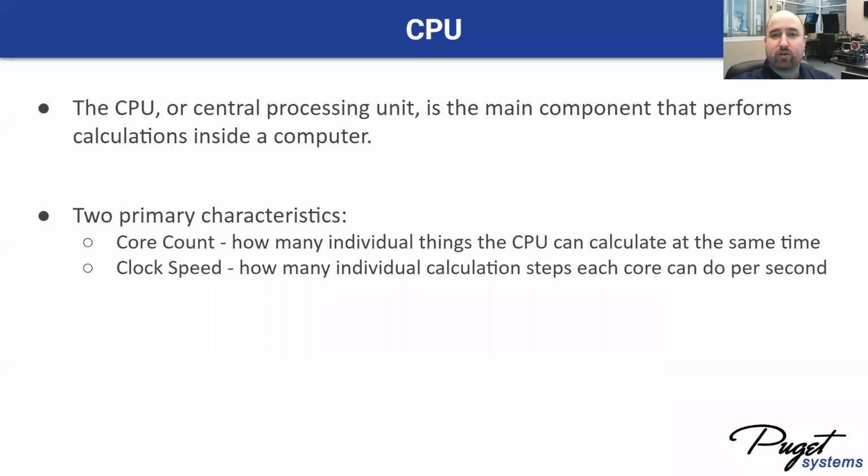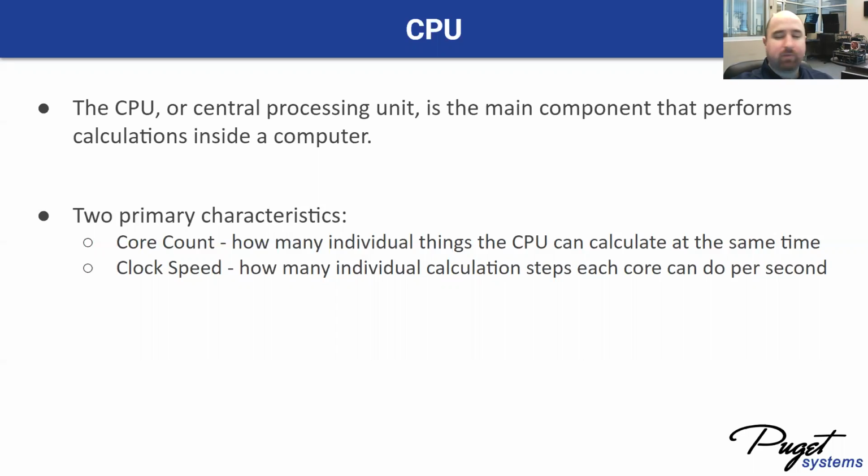There's two primary characteristics that most people are aware of about the CPU. It's how many cores it has. You'll hear things like quad core or 8 core, things like that thrown around. And then it's clock speed, which is usually given in gigahertz. The core count is how many individual things the CPU can be working on at the same time, basically how many different code things can be running. And then the clock speed is how much each of those cores can do per second.